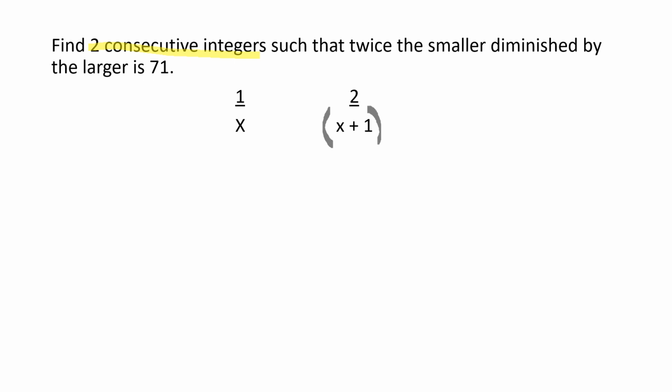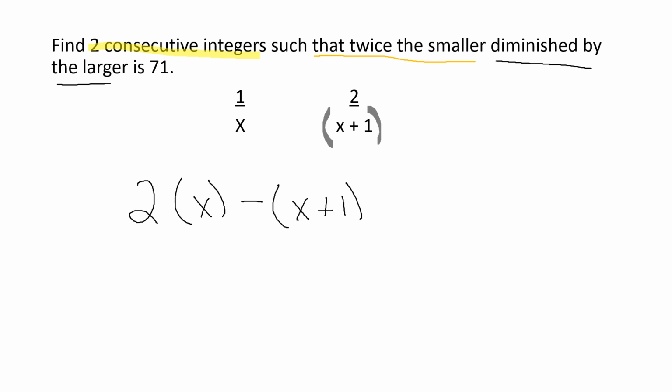And now, just like we were doing in our face-to-face time, we take this one piece at a time. Twice the smaller. Twice means 2 times. And obviously the smaller is going to be just x. Diminished by, I don't know what I was thinking, I'm sorry, I was reading here. Diminished by the larger. Well, diminished means to get smaller. And the larger is going to be x plus 1. Is, there's my is, equals 71.